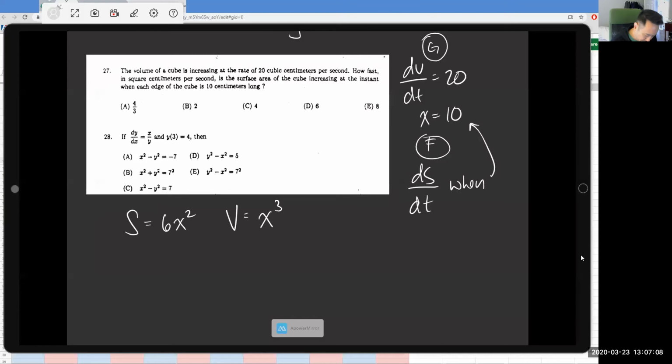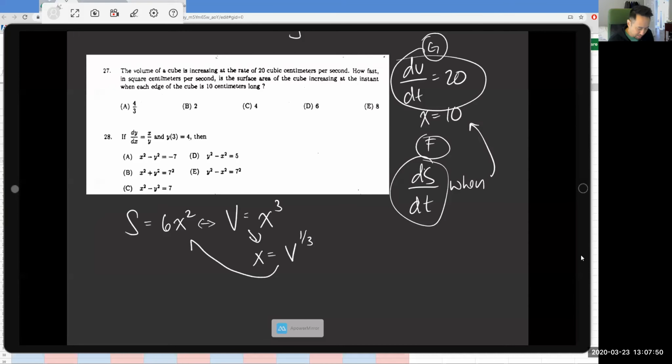Okay, so I'm going to do some substitution here. I don't want to take the derivative right now because I'm going to end up with a dx/dt, which I have no information about. That's not what I'm looking for. I'm looking for dS/dt. So I don't want dx/dt coming up anywhere, so I definitely don't want to take the derivative right now. But there is a relationship between these two, right? I definitely have a dV/dt, and I need to find dS/dt. So I'm going to solve for x here. x equals V to the 1/3 power.